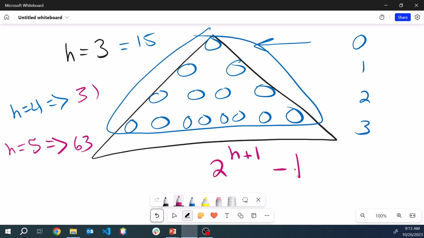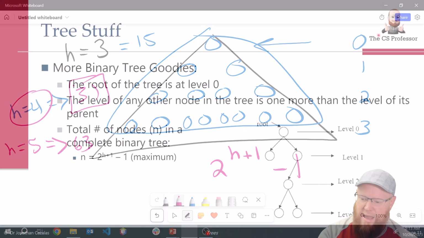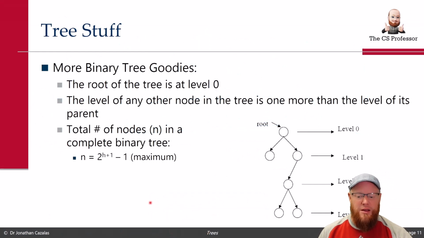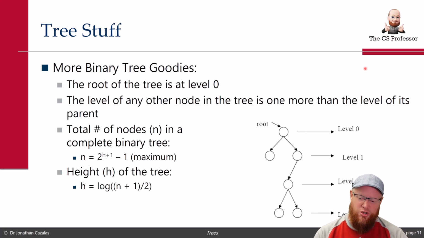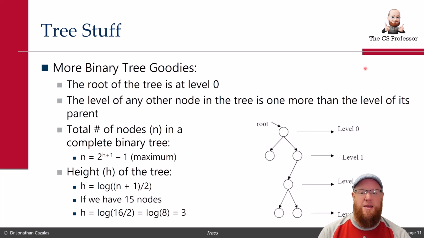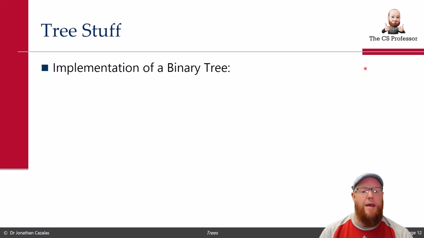So let's think about that here. If the height is 4, 2 raised to the 5th power, what is 2 to the 5? That's going to be 32. Minus 1 is 31, and that is exactly what we had just come up with. That's how you can calculate the total number of nodes in a complete tree. You can also calculate the height of a tree, approximate it using this equation. If you have 15 nodes, you can say, hey, well, that height might be 3, but that's assuming that is going to be a complete tree.